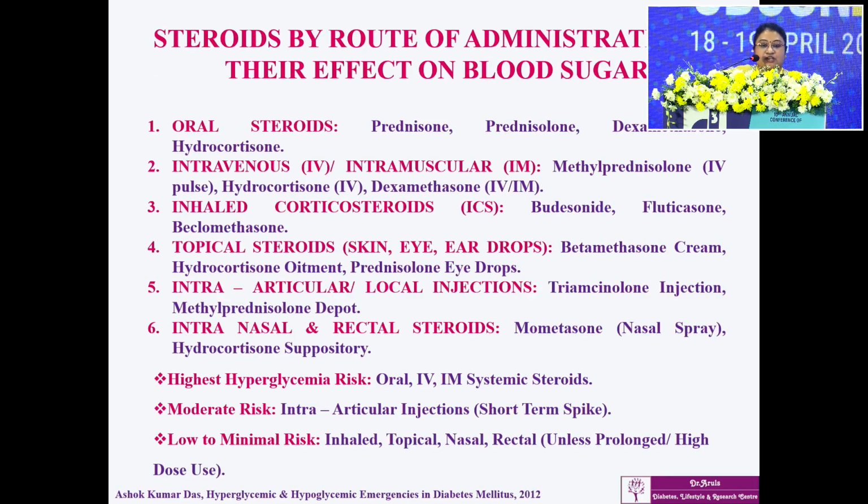Starting with steroids, depending on their route of administration, they have an effect on blood sugars. The highest hyperglycemic risk is when we give them oral, intramuscular, or intravenous. Moderate risk is with intra-articular injections, that is, they cause short-term spikes. And low to minimal risk is seen with inhaled, topical, nasal, or rectal routes.